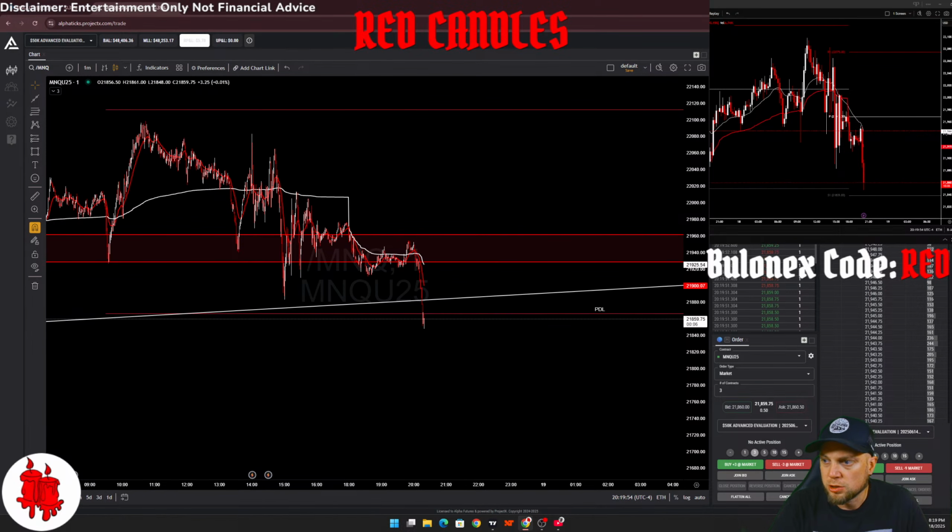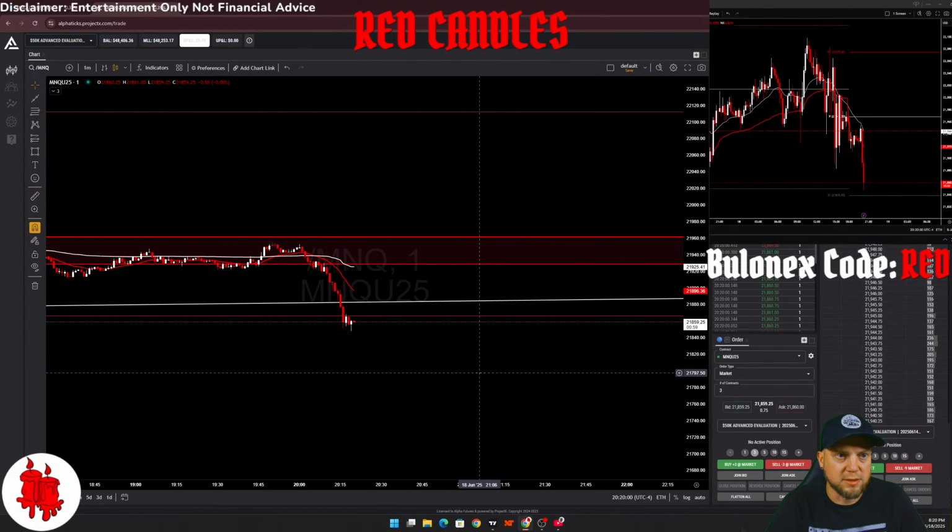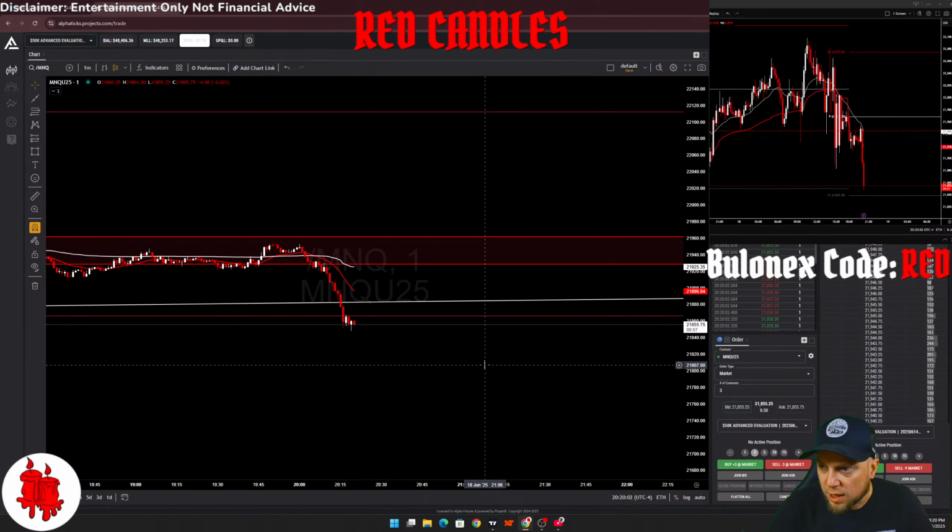The chart up here is 15-minute chart. So I kind of look at that just for a bigger, higher time frame, and then I normally trade on the 3 minute.